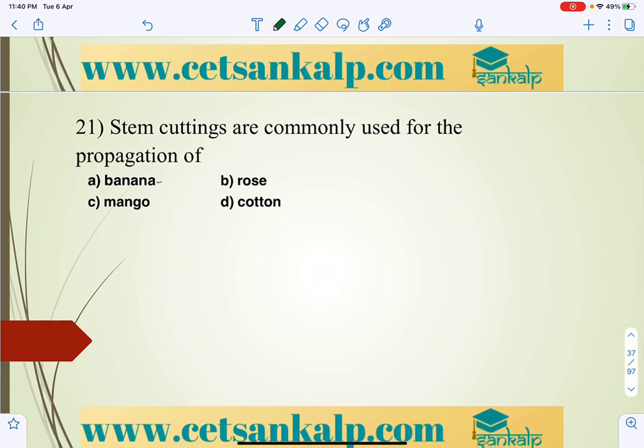Banana, it won't be like that, the rhizome will be used, or you can say the underground stem will be used. In mango we're going to use a plant, and in cotton here also we're going to use a plantlet. In case of rose we're going to use stem cutting. Right, so stem cutting is commonly used.